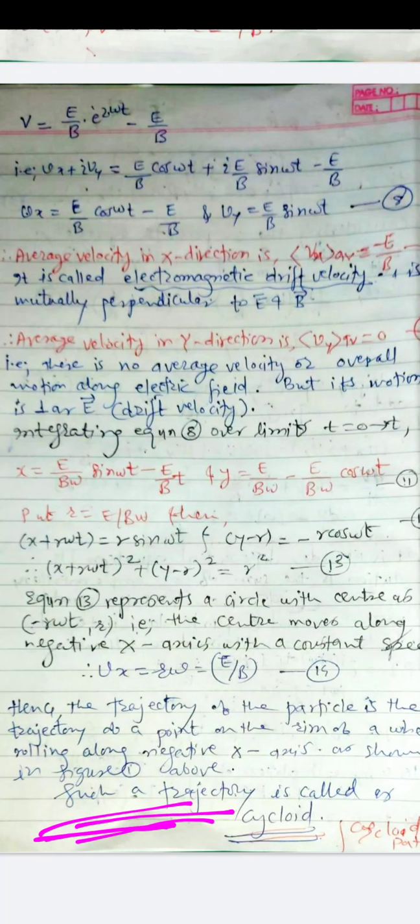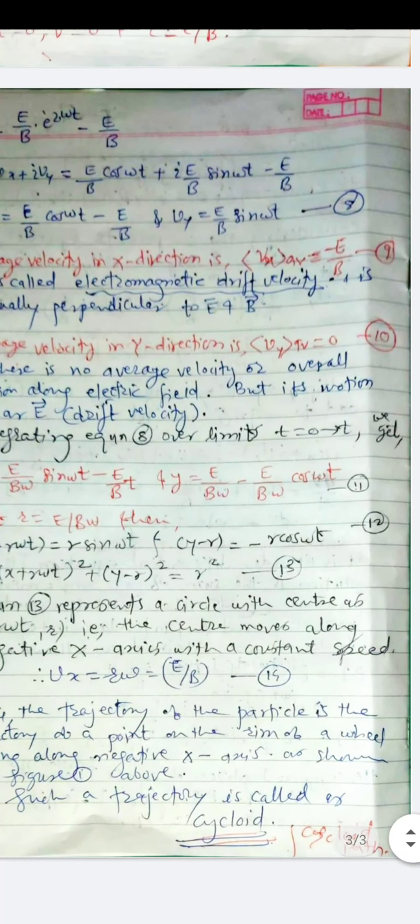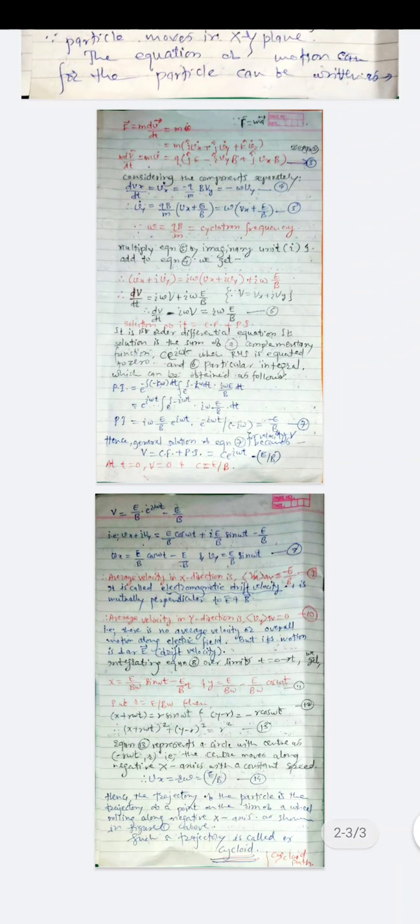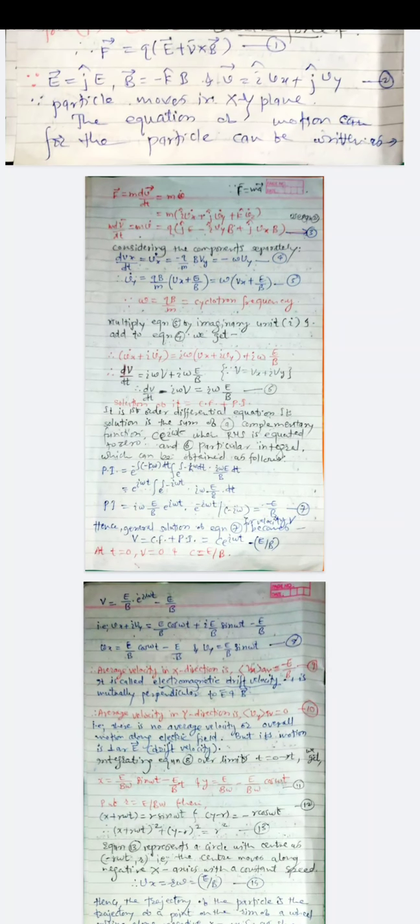Here ends the article on the motion of a charged particle in fields where E bar is perpendicular to B bar, that is, the electric field is perpendicular to the magnetic field, and the resultant trajectory followed by the particle is a cycloid, the cycloid path followed by that charged particle. Here ends the article on the motion of a charged particle in uniform constant electric and magnetic fields.